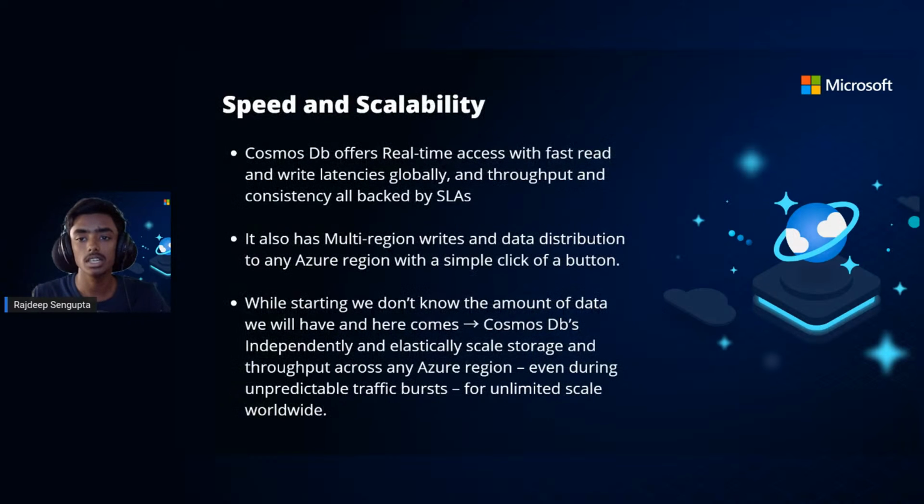Now, the next point is speed and scalability. As our app is kind of a marketplace, we had a lot of data and we needed it super fast. Cosmos DB offers real-time access with fast read and write latencies globally, and throughput and consistency, all backed by SLAs. It also has multi-region writes and data distribution to any Azure region with a simple click of a button. While starting, we didn't know the amount of data we would have, and here comes Cosmos DB's ability to independently and elastically scale storage and throughput across any Azure region, even during unpredictable traffic bursts, for unlimited scale worldwide.